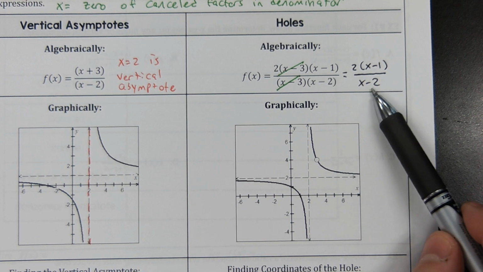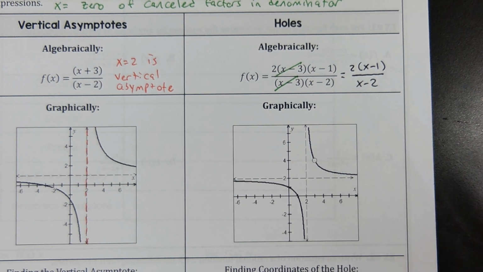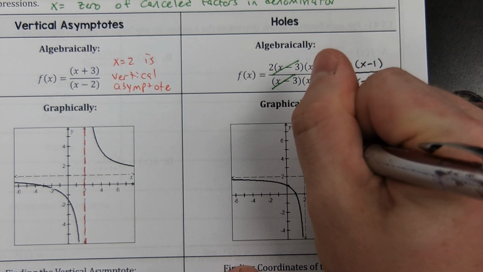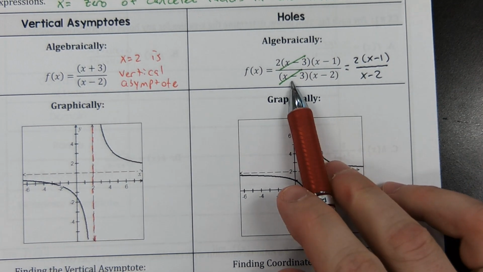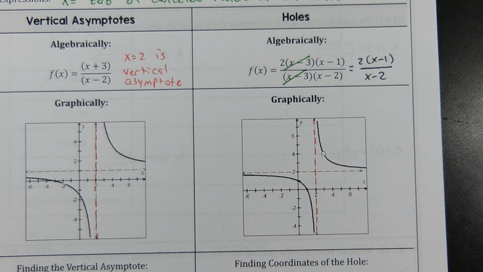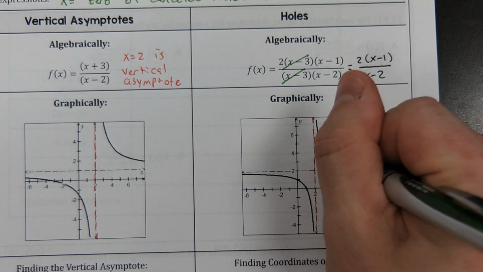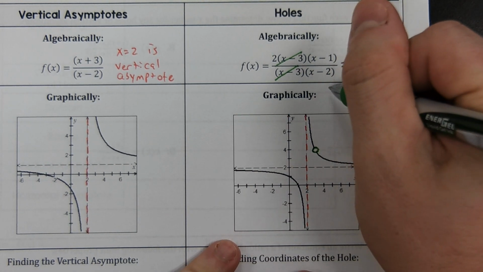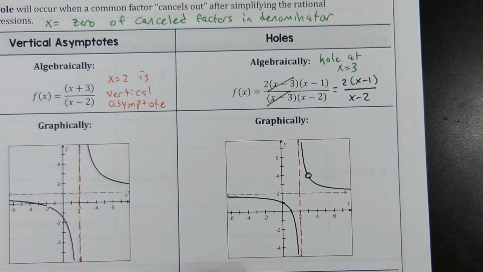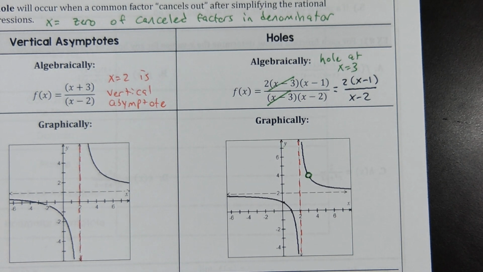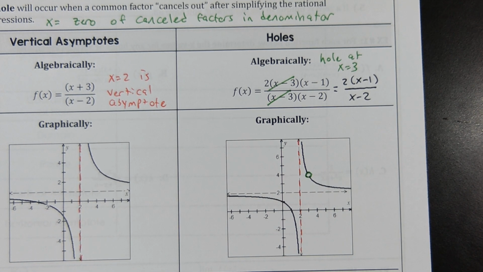This one still has an asymptote, though, a vertical asymptote at x equals 2. It's right here, because x equals 2 makes the denominator equal 0. But x equals 3 used to make the denominator equal 0, and now it does not. There is a hole at x equals 3. But notice, please, that the hole is a single coordinate. That means it has a y value.